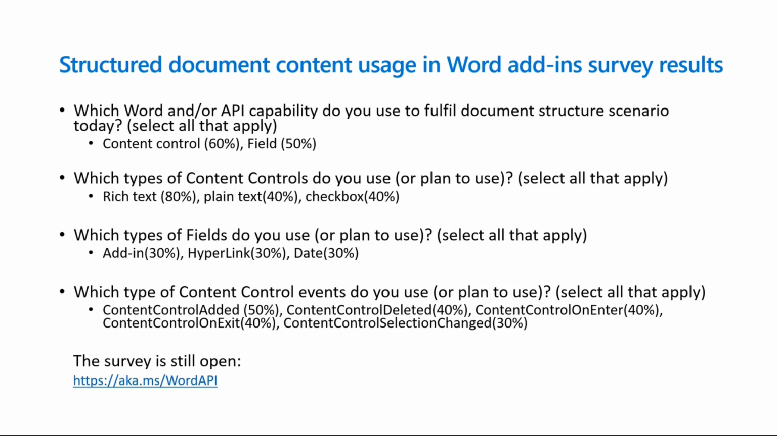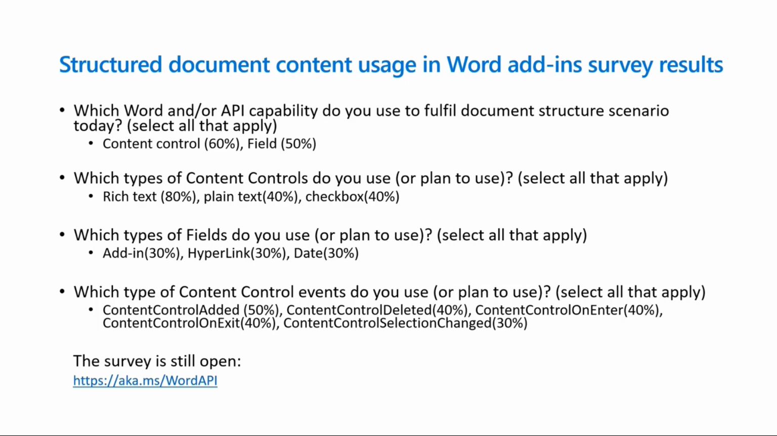I just selected the top ones that I think are important, because from our priority, maybe these are something we will consider first for the future development. And also for fields, the add-in type of the fields and the hyperlink are the most voted fields over there. And also we have date.